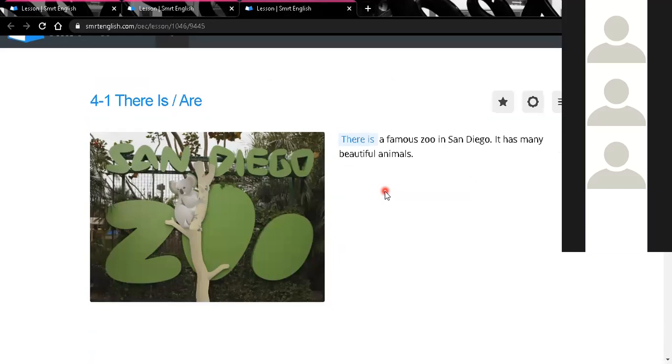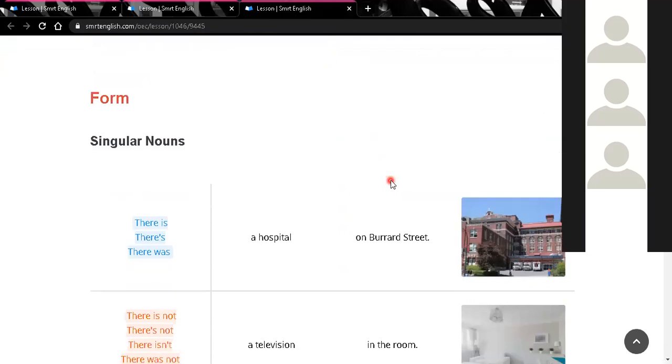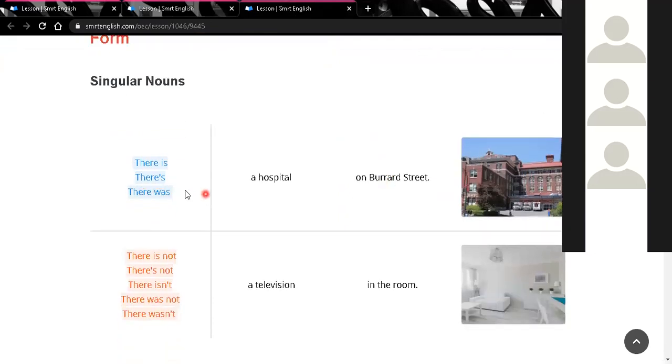For example, there is a famous zoo in San Diego. It has many beautiful animals. There is. How do I form this sentence? It's very simple. There is or there's, it's the same. There was. This is from the past. It means that in the past, a year ago or many years ago, there was something there, but not anymore. So if it is in the present, we can say, oh, there is a hospital on Brewer Street. There's a hospital on Brewer Street. There was a hospital on Brewer Street. And we just remember there is to talk about one place, okay?